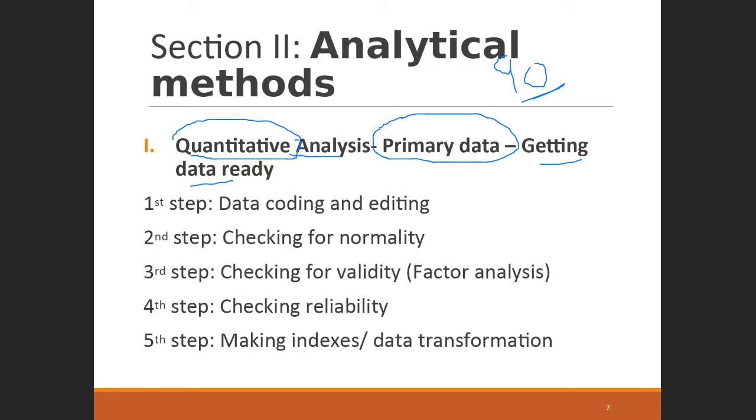There are 5 steps in data preparation. The first step is data coding and editing. The second step is checking for normality of your data. The third step is checking for validity of your data. Then you need to check the reliability of your data. And at the end, you need to make indexes and transform your data. So let us discuss all these steps one by one.